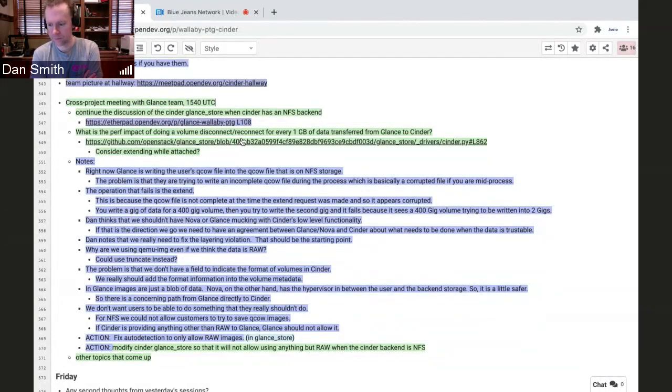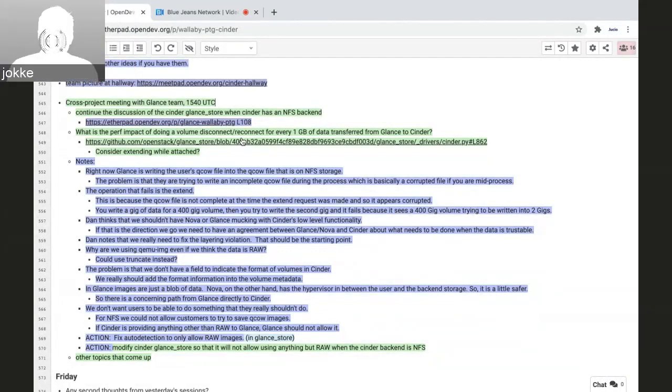But double wrapping it, no one will be able to boot it. So if we get QCOW as a Cinder volume, and our view is that we are just writing a blob of data into it, what is the problem that is going to cause?